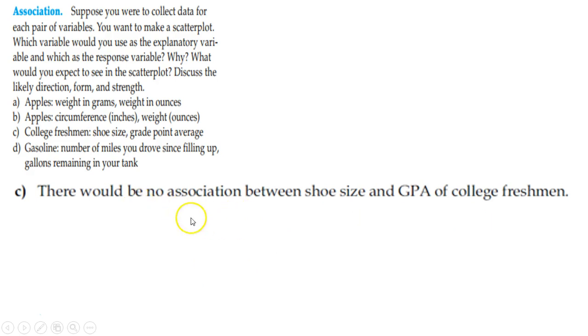As in, it wouldn't matter where you put X and where you put Y. I could make X be shoe size, sure, but the grade point average of that person with the shoe size could be all over the place, so it wouldn't matter. I could make grade point average be here, but the same thing. Your grade point average has nothing to do with that, so there's no association. Therefore, it wouldn't be straight, it wouldn't be linear, so it wouldn't really matter.